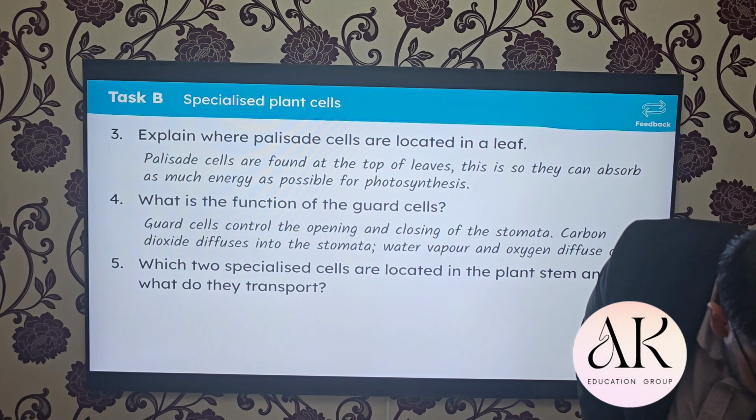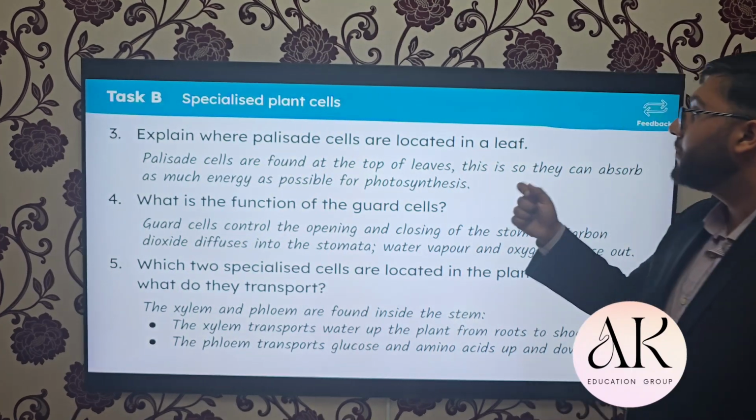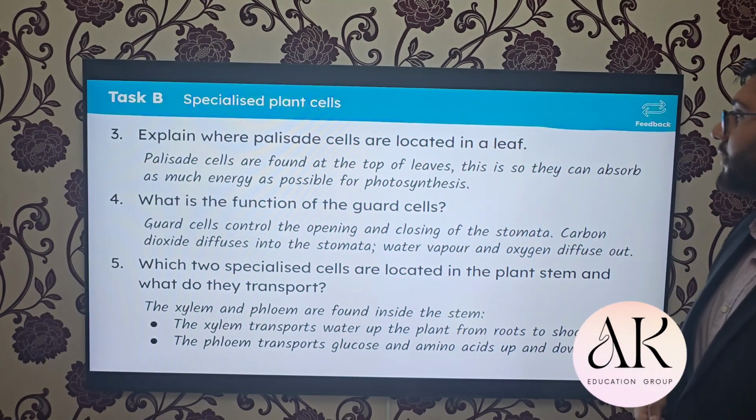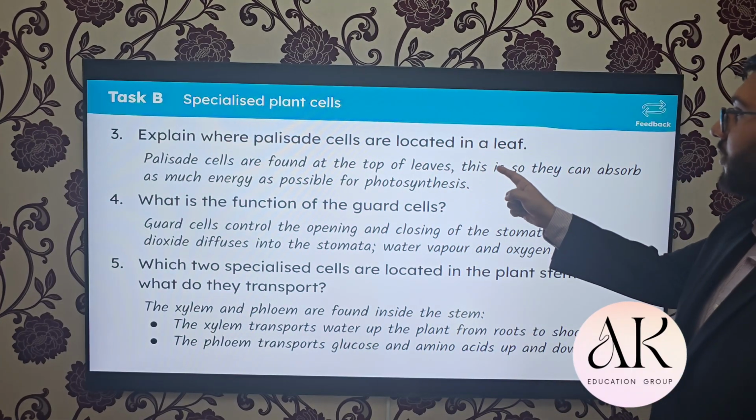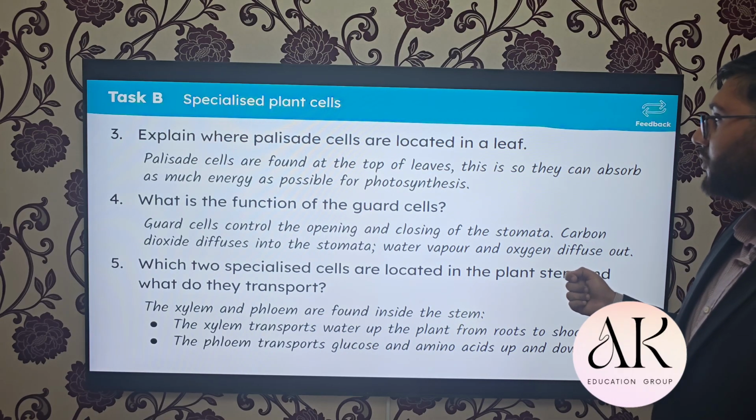Right. So, some more questions to go through is explain where the palisade cells are located in the leaf. The palisade cells are found at the top of the leaf. This is so they can absorb as much energy as possible.